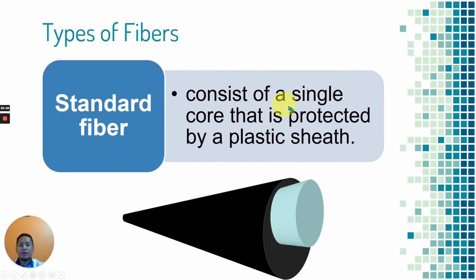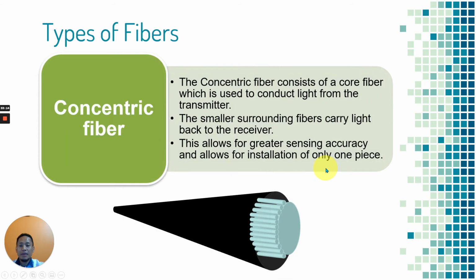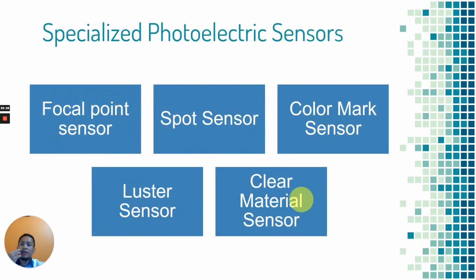and consists of a single core that is protected by a plastic shield. This is the standard fiber, and the concentrated fiber consists of a multi-core cable to conduct light from one transmitter. And these are specialized photoelectric sensors: focal point sensor, spot sensor, color mark sensor, luster sensor, clear material sensor.